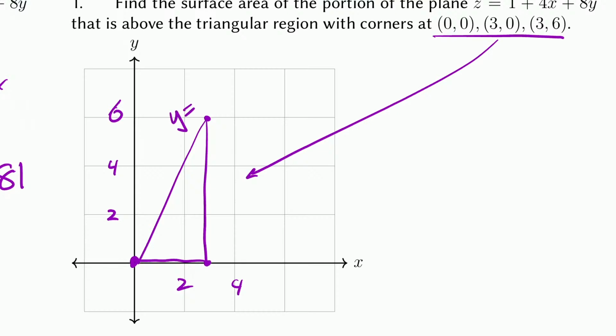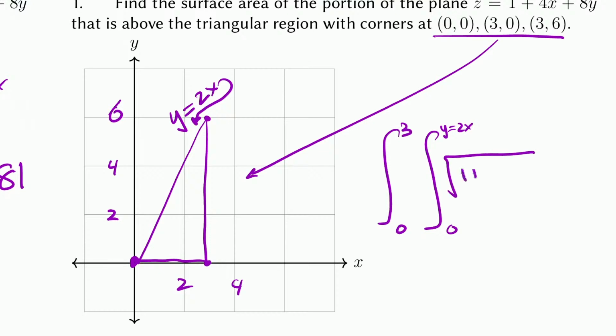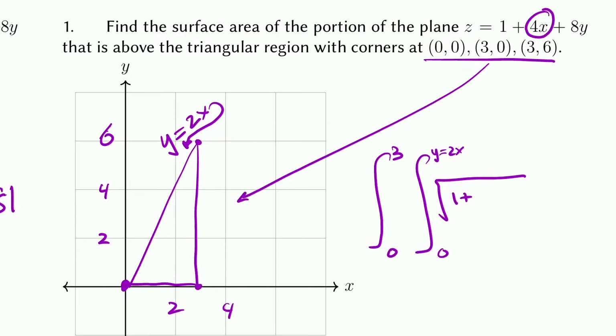But the important thing, this is y equals 2x right here, so my double integral is going to look something like this. Y goes from 0 to y equals 2x, x goes from 0 to 3, and then in here you've got 1 plus the derivative of that.